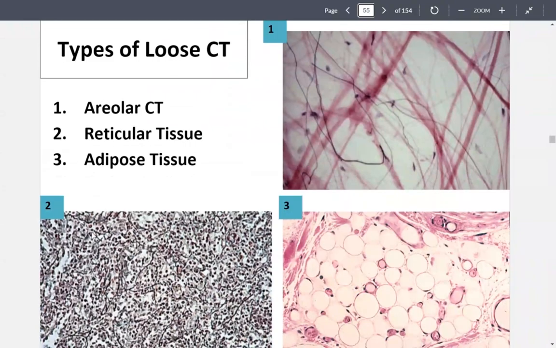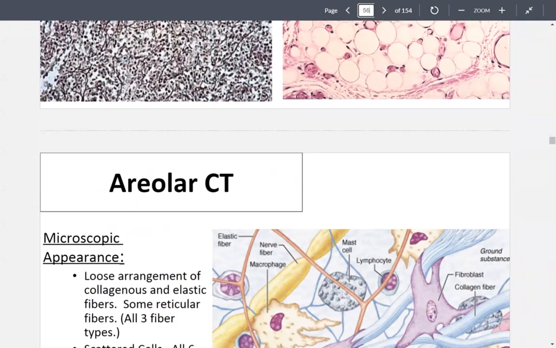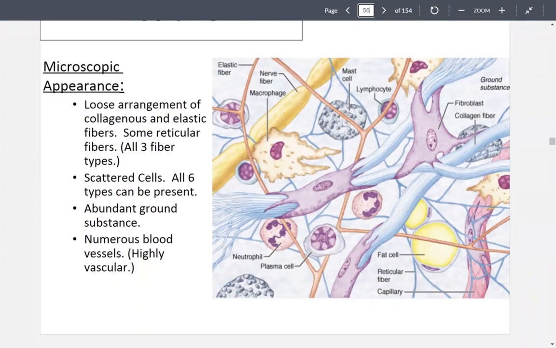Loose connective tissue, there are three main types: areolar, reticular, and adipose. Areolar is a loose arrangement of collagenous and elastic fibers, a little bit of reticular though. So it does have all three, just more of the other two. Scattered cells, all six are going to be present though. Abundant ground substance, and numerous blood vessels. So this is highly vascular.